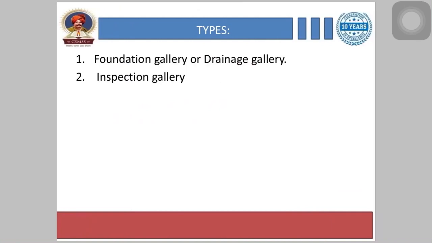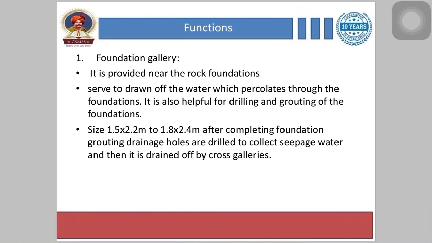These galleries are also of two types: foundation gallery, also known as drainage gallery, and inspection gallery. Now we will see one by one. First we will see about the foundation gallery. It is a passage of 1.5 meter width, and depth is around 2.3 meter, which is provided along the length of the dam, and its base is 1.5 to 3 meter above the river bed.